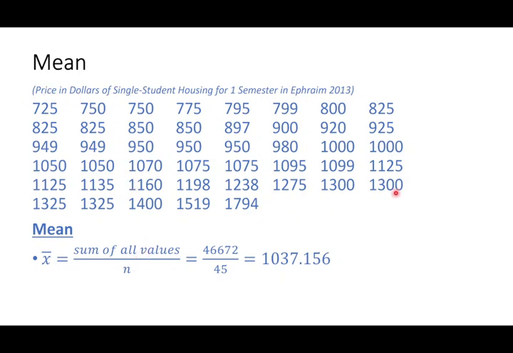So there's 45 numbers here. If you wanted to write it out, it would be huge: 725 plus 750 plus 750 plus 775 plus dot dot dot plus 1519 plus 1794, all divided by 45. And we get the average single student one semester house price in Ephraim 2013, for the sample data anyway. So that's our X bar.